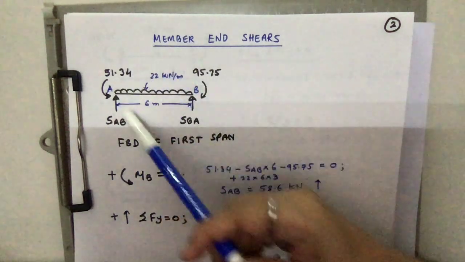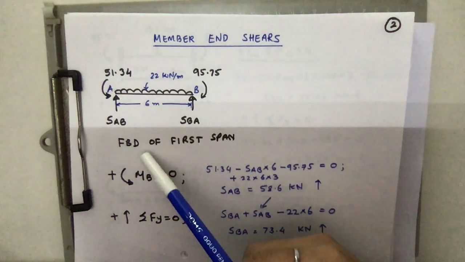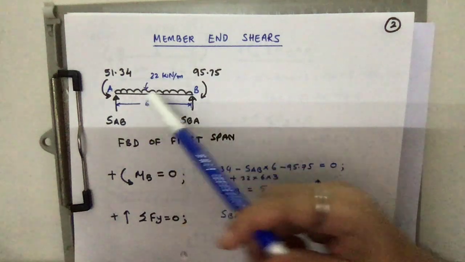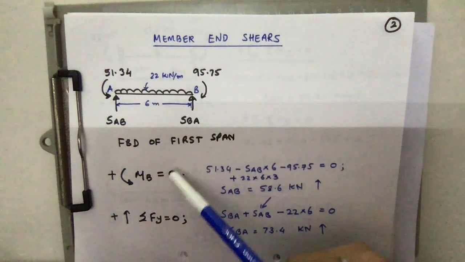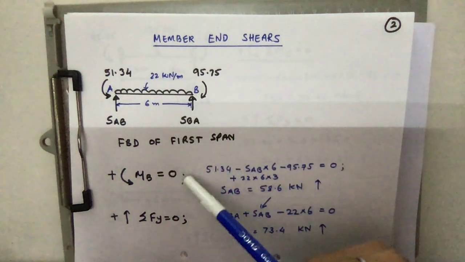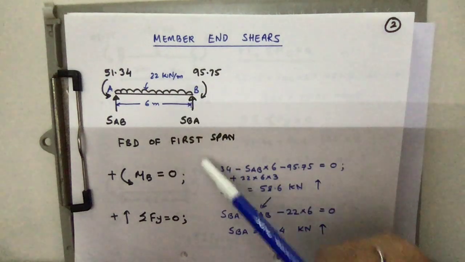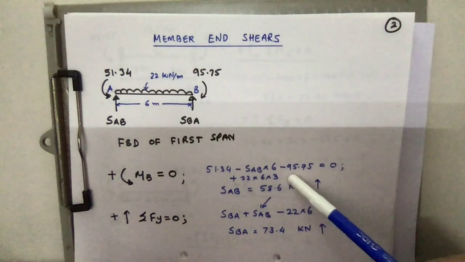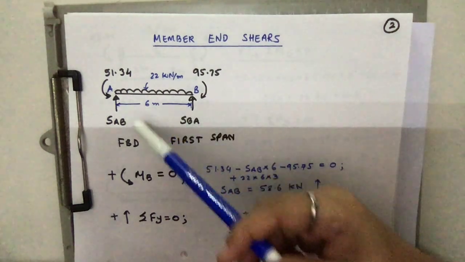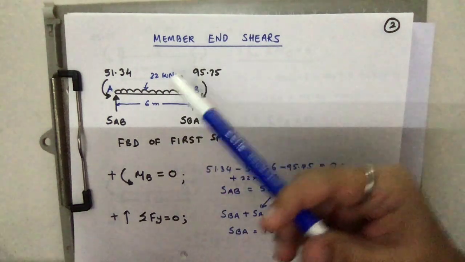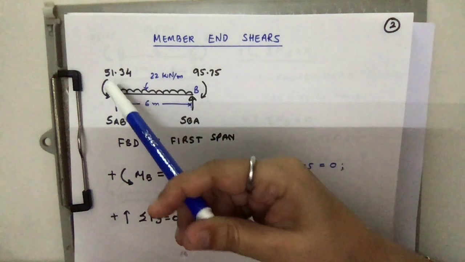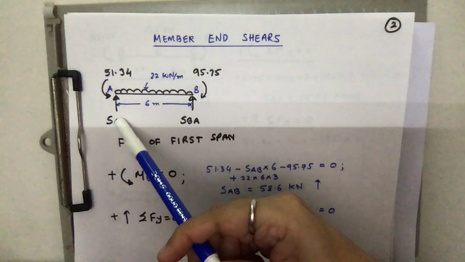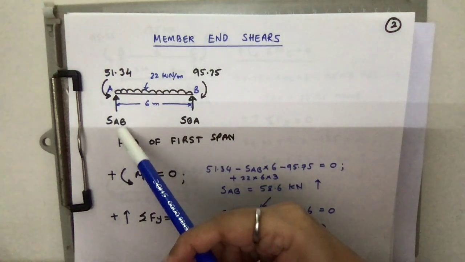Now considering this free body diagram, we have to consider the equilibrium of the moments acting about B. All moments acting about B are considered equal to 0. Then writing the moment equilibrium equation and solving it, you will get SAB. Now remember to include all the moments, that is this moment and the moment due to loading, as well as the moment due to this end shear.